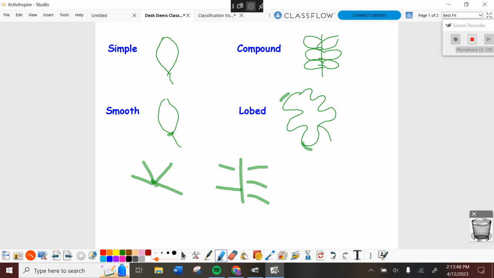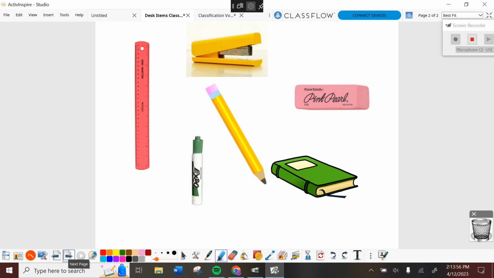So, let me demonstrate how you're going to design a key. Please listen up. I'm going to teach you what you need to do, and then you have the rest of the class period to get both of these pages done. All right? So, first things first. I have in front here 6 items, right? How many steps do I need? Do I need 6? No, I only need 5. Why? Because the last one's going to identify the last 2.